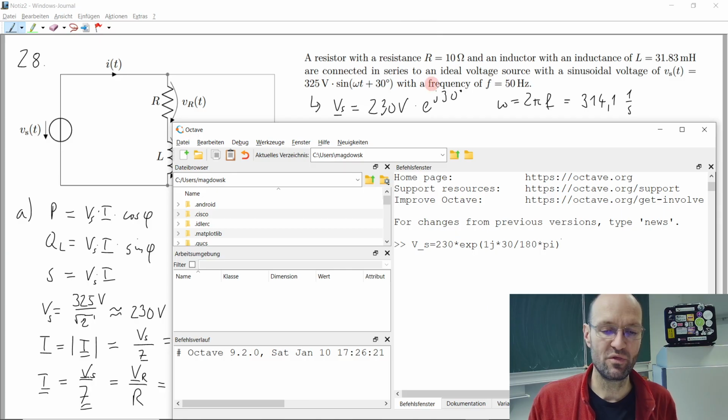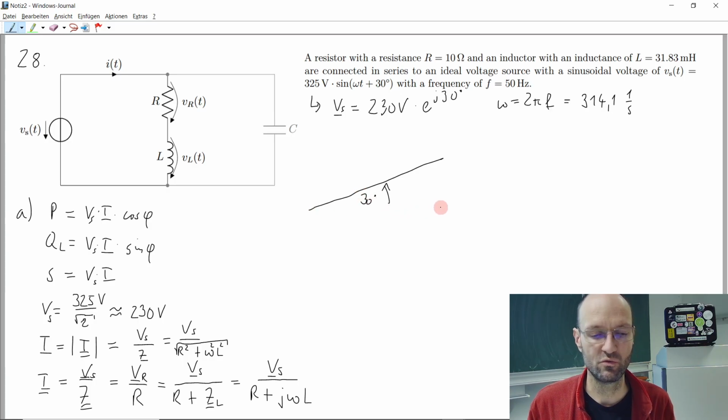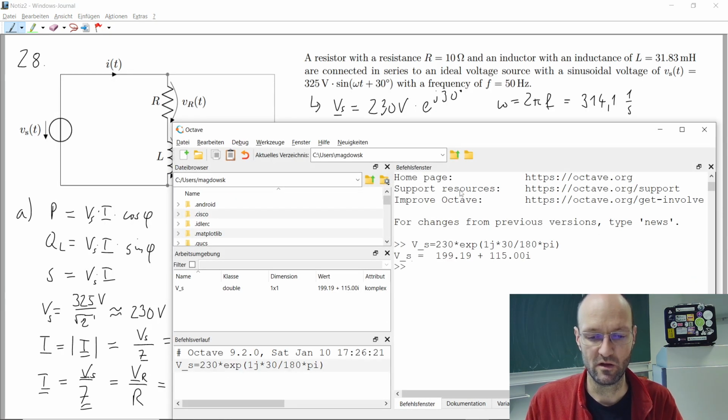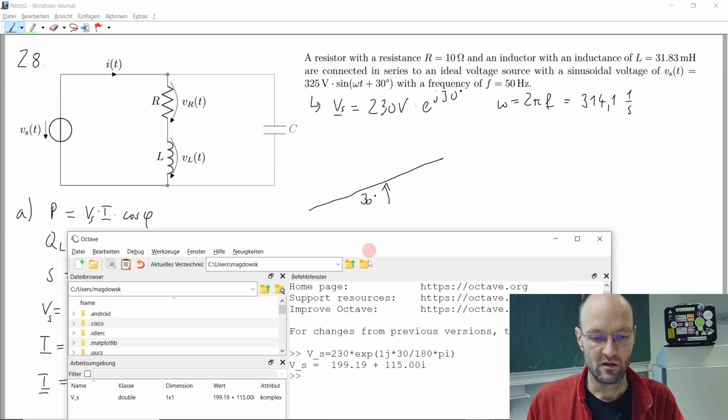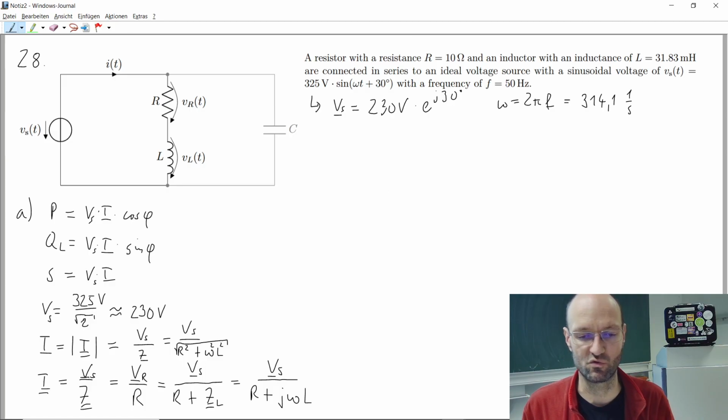Yeah, and then if you think about a phasor diagram, something that is 230 long and has this 30 degree angle, we should get something on the real axis that is longer than the imaginary part. So if we calculate this, we should get some real part that is considerably longer than the imaginary part, but both should be positive. So this could be correct, right? Because this fits to this phasor image that I've just drawn.